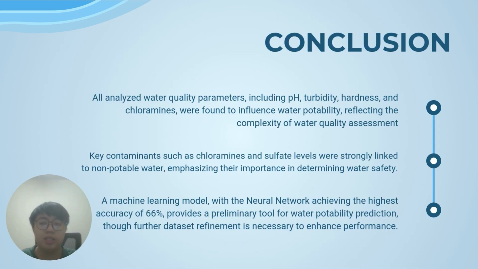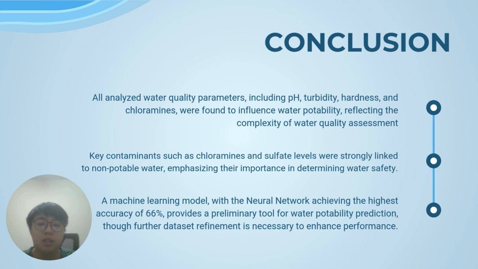In conclusion, our analysis has revealed key insights into water potability and the factors influencing it. First, we found that all analyzed water quality parameters, such as pH, turbidity, hardness, chloramines, and so on, played a role in determining whether water is potable, highlighting the complexity of water quality assessments. Additionally, we identified specific contaminants, such as chloramines and sulfate levels, both high and low, as having a strong link to non-potable water, emphasizing their critical importance in assessing water safety.